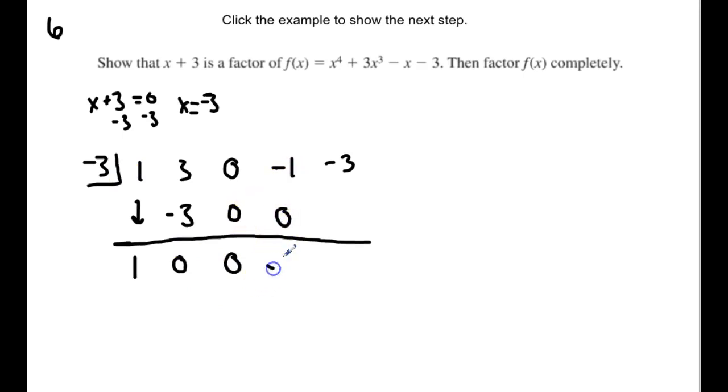Negative 1 plus 0 is a negative 1. Negative 3 times a negative 1 is 3. 3, here we go. So here, since this is a 0, yes, this is a factor. So here I have showed that it's a factor.